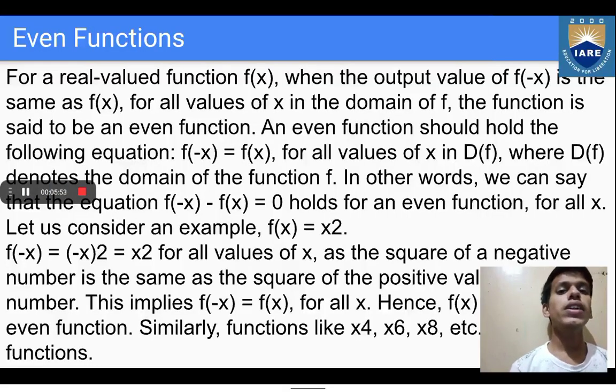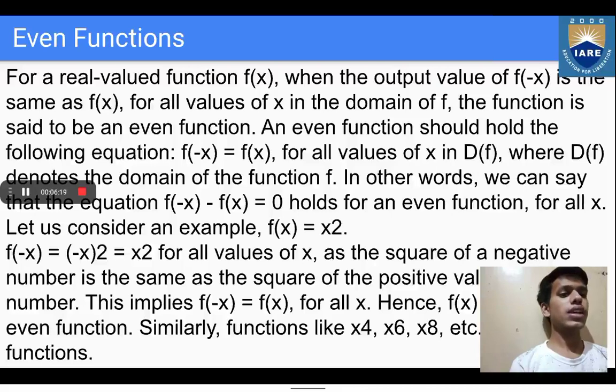So see, for a real valued function f of x, when the output value of f of minus x is the same as f of x for all values of x in the domain of f, the function is said to be an even function. An even function should satisfy the following equation: f of minus x equal to f of x for all values of x in the domain of f, where domain of f denotes the domain of the function f.